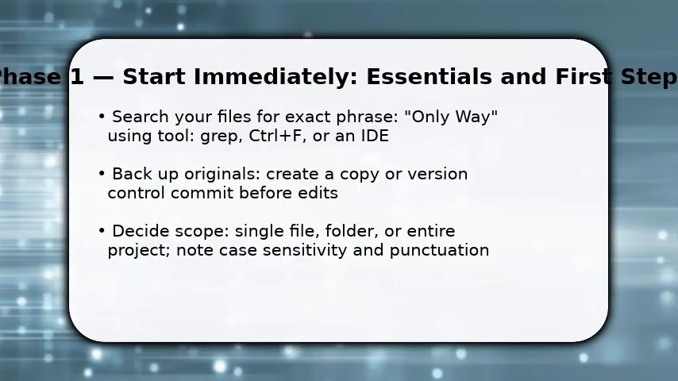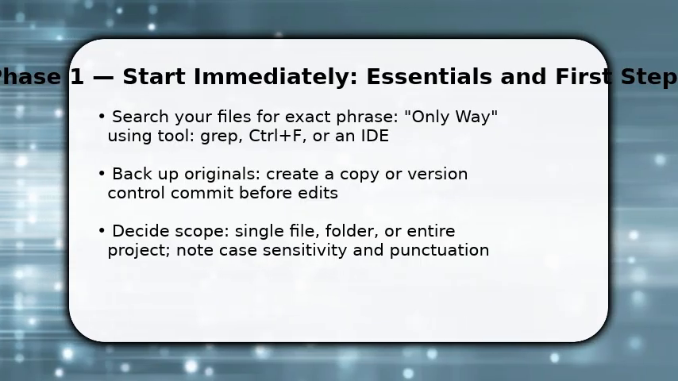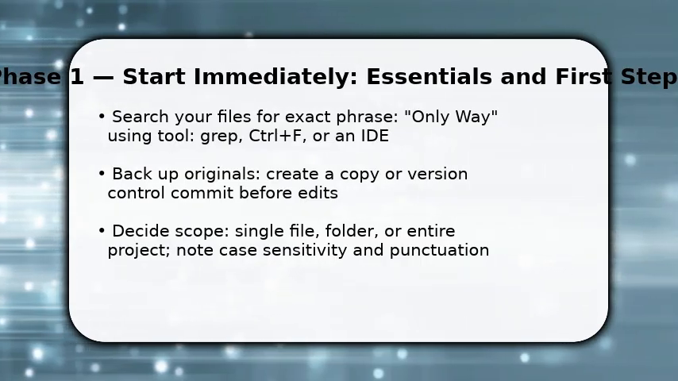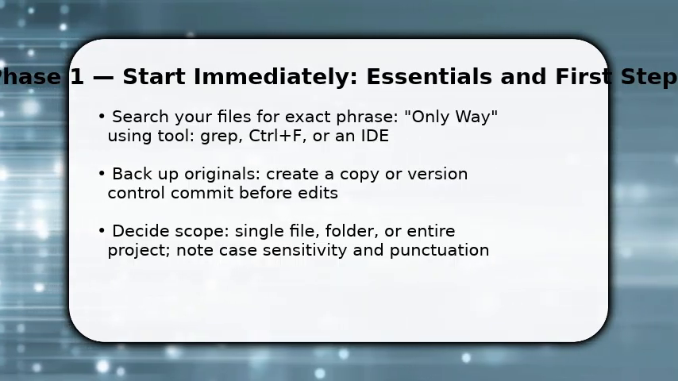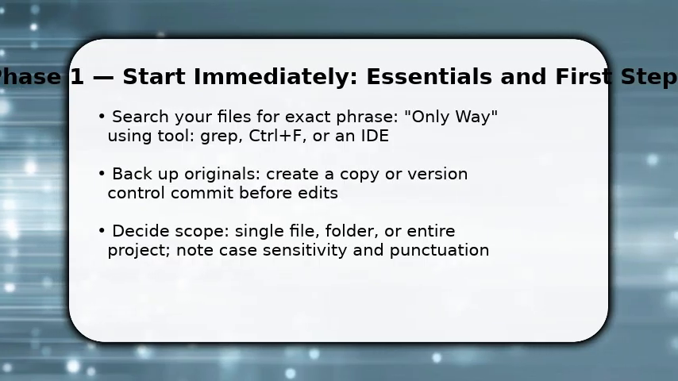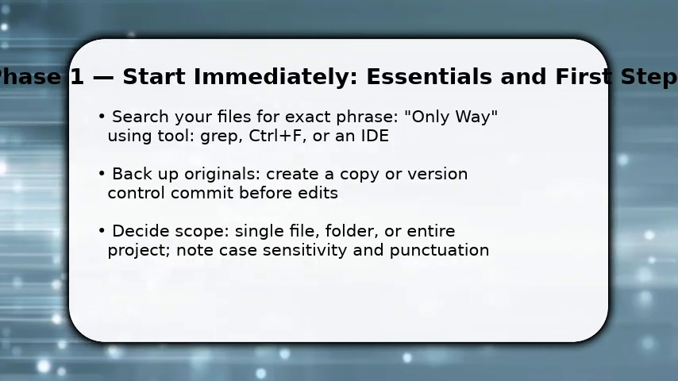You start by finding every instance of the phrase "only way" so you know the scope. Use a global search, grep, Ctrl+F, or your editor, because partial matches matter. Once done, make a backup or commit to version control. You need a restore point.